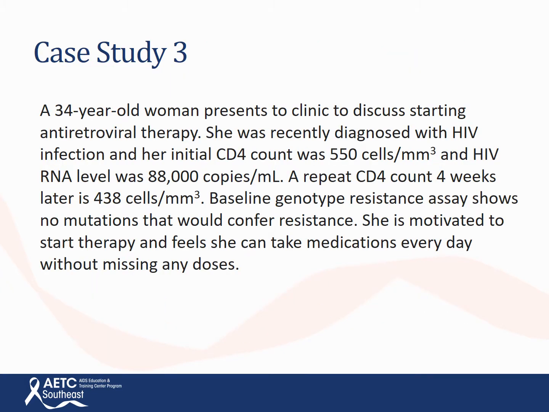So now let's move on to some case studies. This is case study 3. A 34-year-old woman presents to the clinic to discuss starting antiretroviral therapy. She was recently diagnosed with HIV infection, and her initial CD4 count was 550, and HIV viral load was 88,000. A repeat CD4 count 4 weeks later is 438. Baseline genotype resistance assay shows no mutations that would confer resistance. She is motivated to start therapy and feels she can take medications every day without missing any doses.